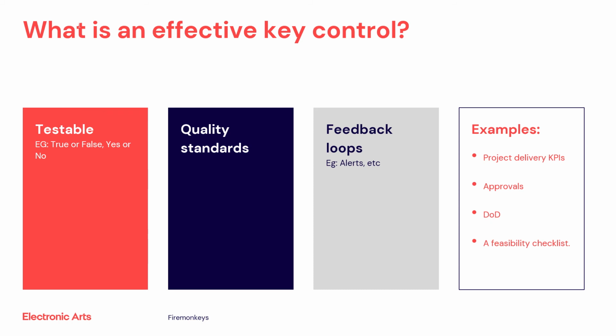So to reiterate, first, you determine what parts of your pipeline require key controls. Then, what standards you expect for the control. And finally, you establish what alerts you'll use to communicate the state of your pipeline.